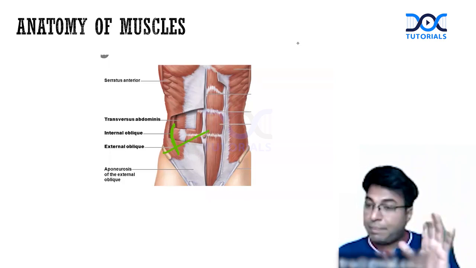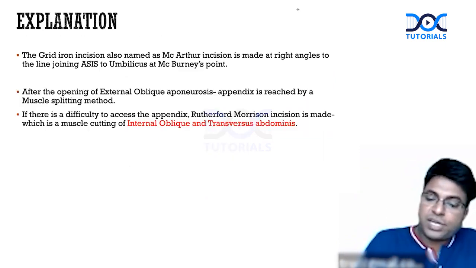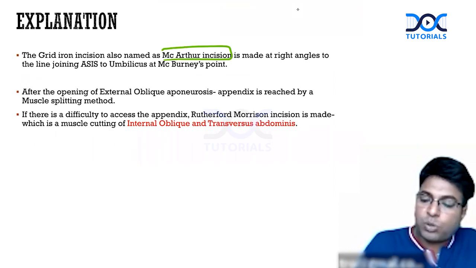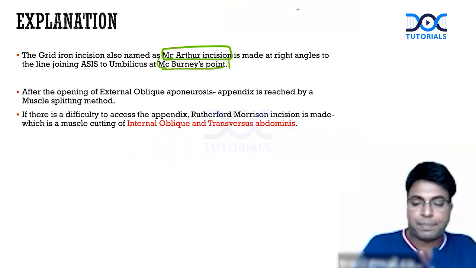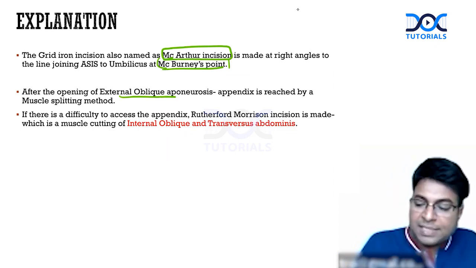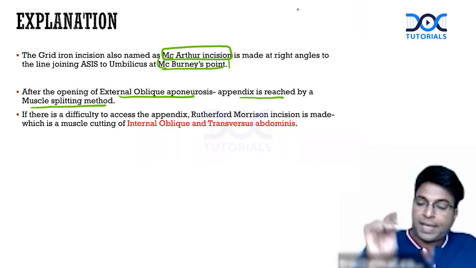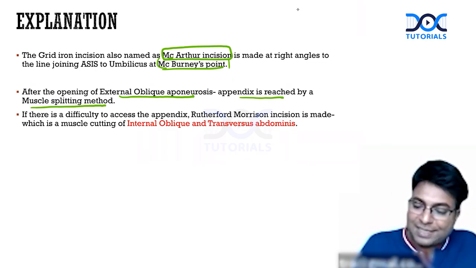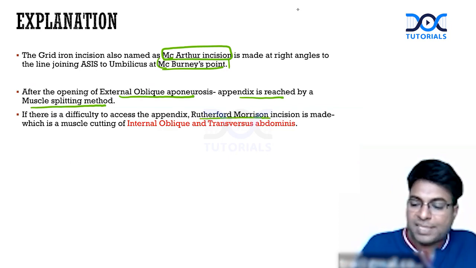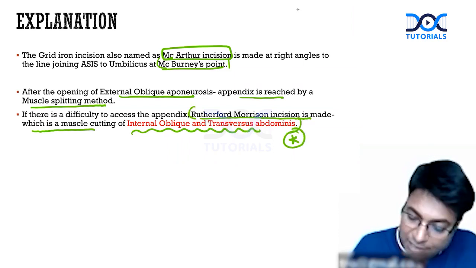This is the actual answer, but Bailey is making a small controversy at this point of time. I'll read the line from Bailey and Love. The gridiron incision is also known as MacArthur incision, also known as McBurney's incision. All are same. After opening the external oblique aponeurosis, appendix is reached by a muscle splitting method. If there is a difficulty to access the appendix, Rutherford-Morrison incision is made, which is a muscle cutting of internal oblique and transverse abdominis. I think the examiner has taken this line only.